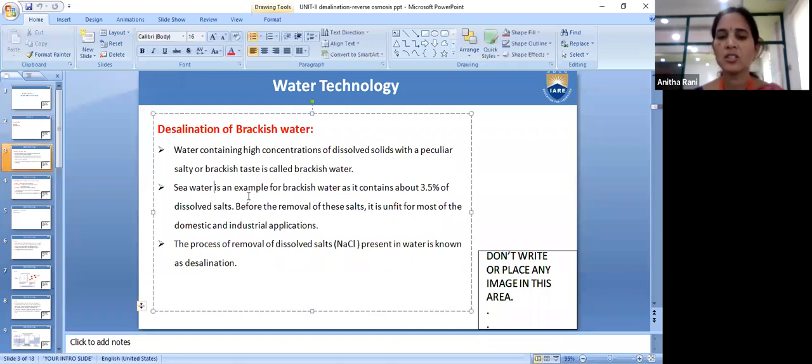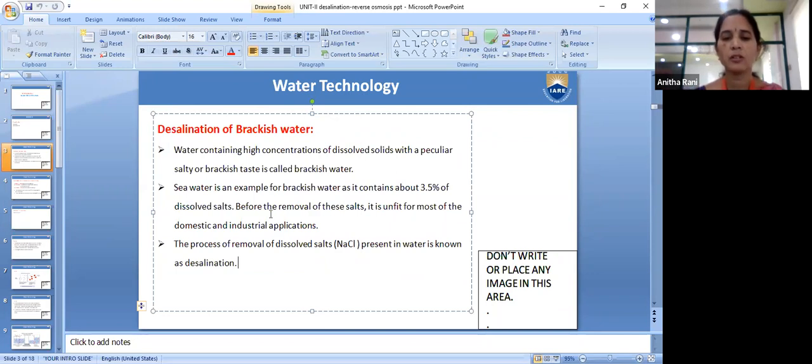Seawater is an example of brackish water. It contains 3.5% of dissolved salts. What is present in seawater is sodium chloride, so it is known as brackish water.